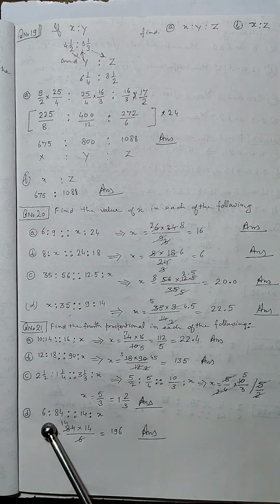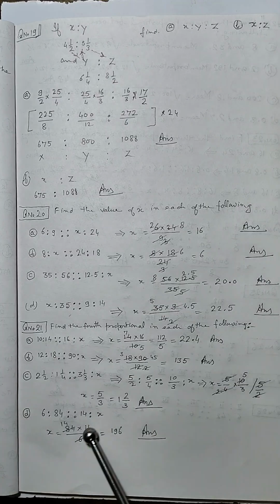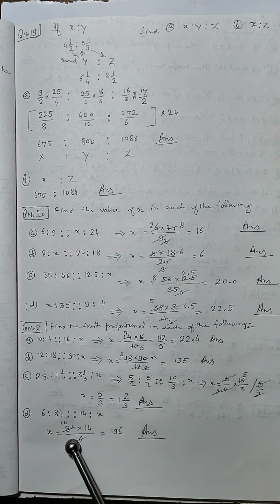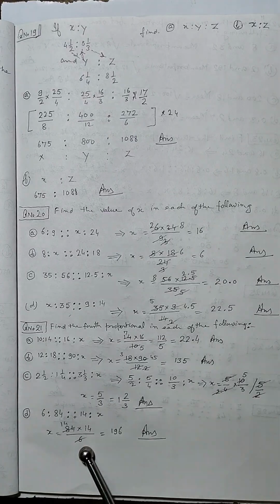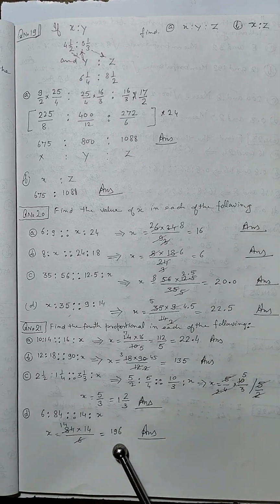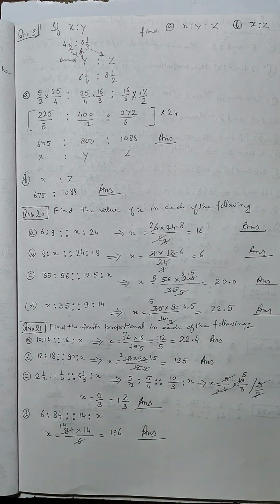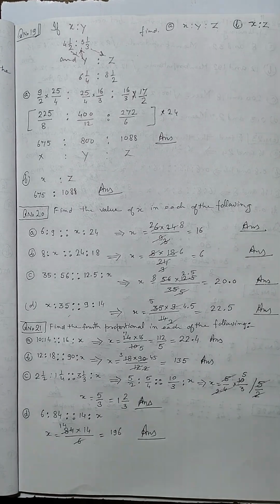Now come to the D part, that is 6 is to 84, same ratio 14 is to x. So x will be equal to the product of the middle term, 84 into 14 whole divided by 6, it will be equal to 196. This will be the exact answer of D part of the question number 21. That's all.